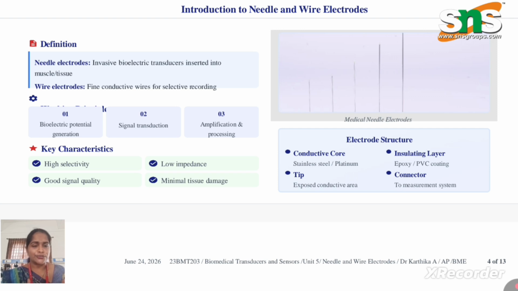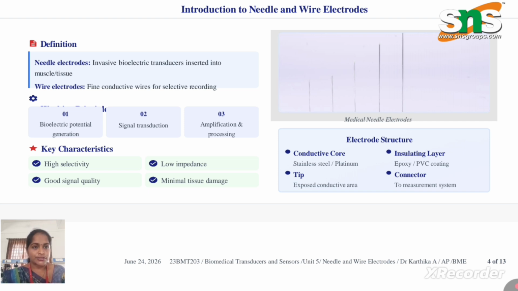See, introduction to needle and wire electrodes. See, what is a needle electrode? Needle electrodes are invasive bioelectric transducers which are inserted into muscle or tissue. Same thing for wire electrodes: fine connective wires are used for selective recording. The key characteristics involve high selectivity, good signal quality, low impedance, and minimal tissue damage.